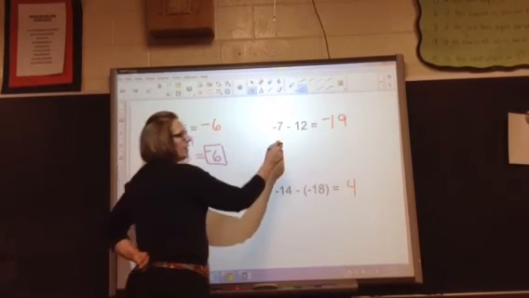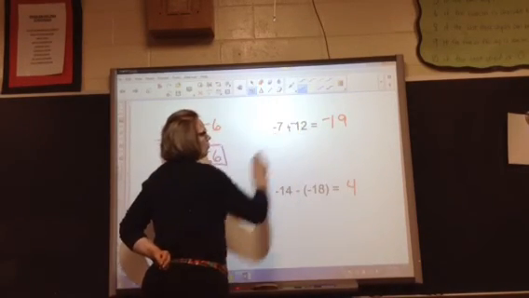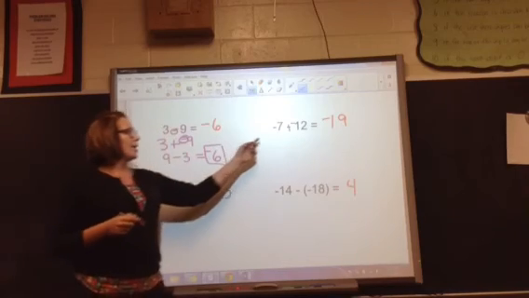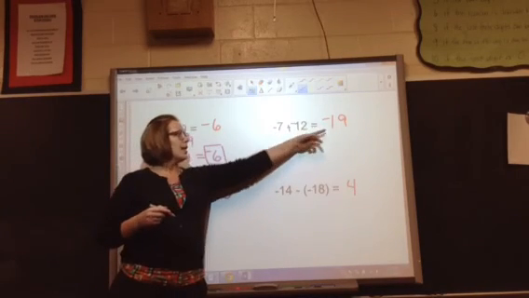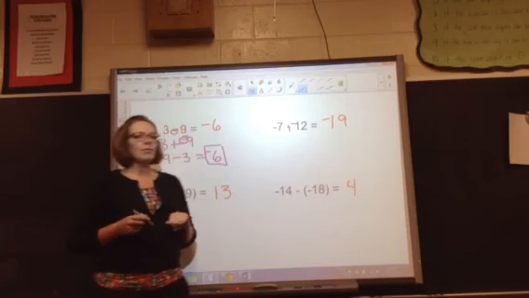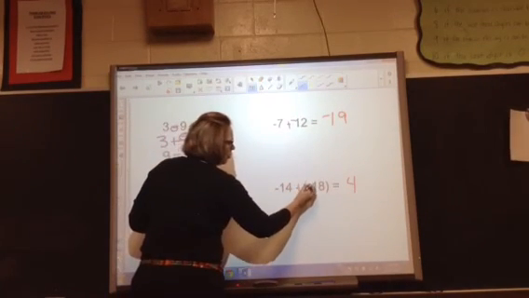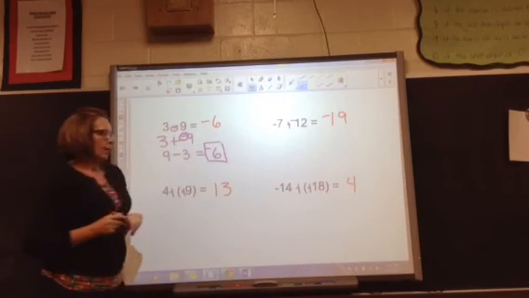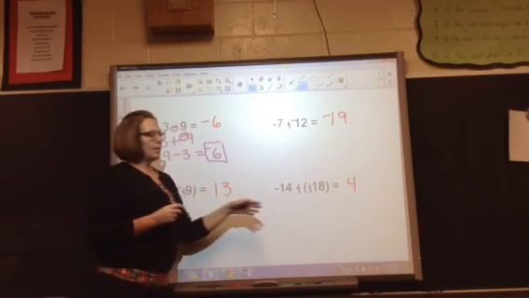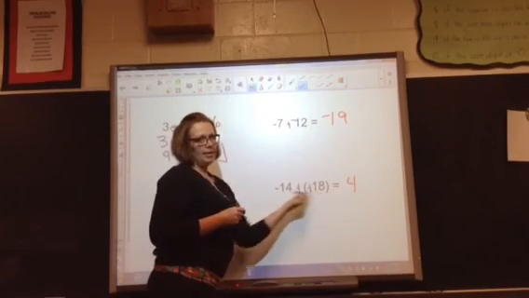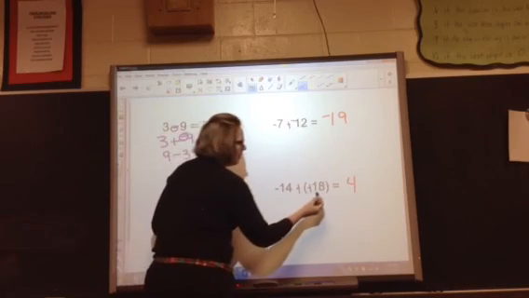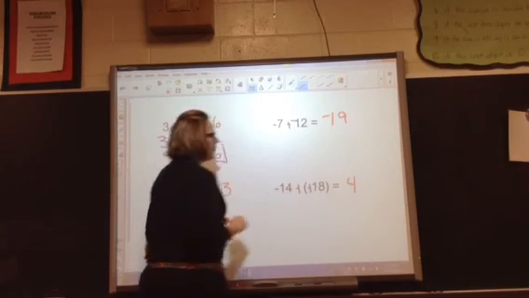Over here, negative 7 minus 12, I'm going to change that. That's another same sign add and keep. A negative plus a negative. Negative 7 plus negative 12 is negative 19. Our last example, change it. Negative 14 plus a positive 18, so that's really subtract. 18 minus 14 is 4. Keep the sign of the bigger number, positive 4.